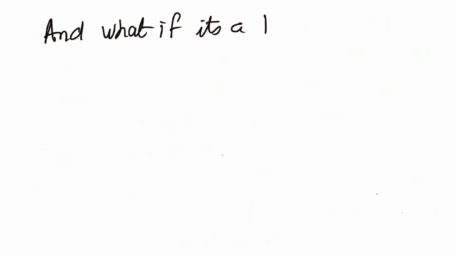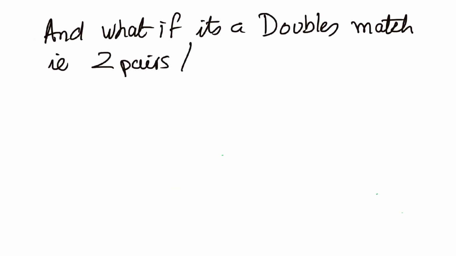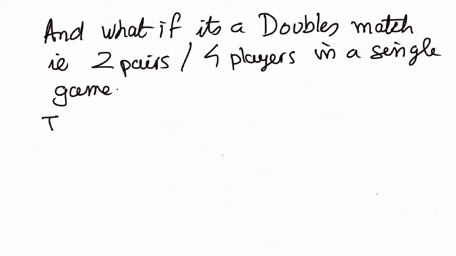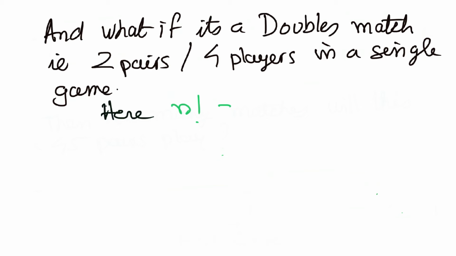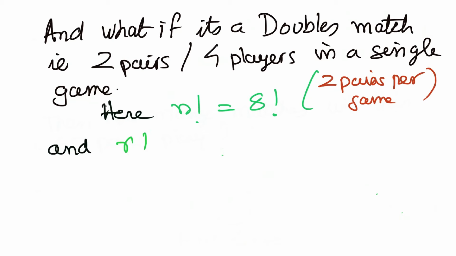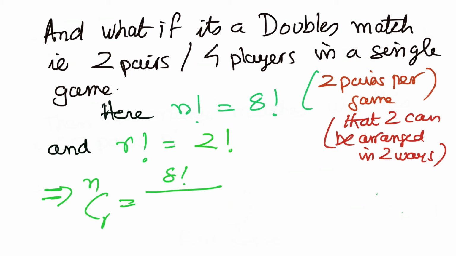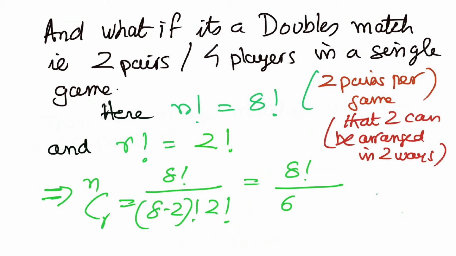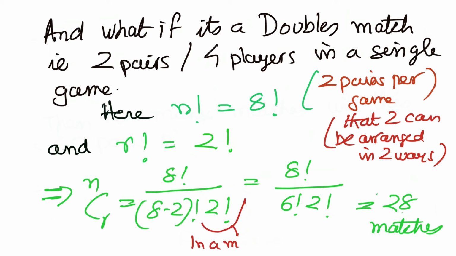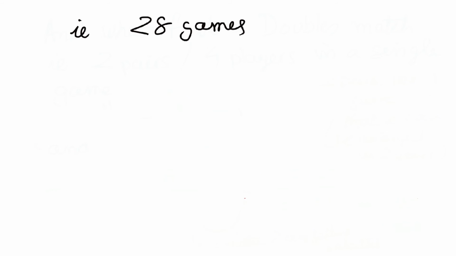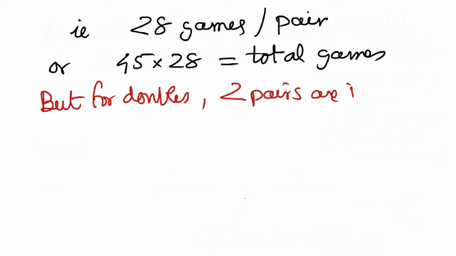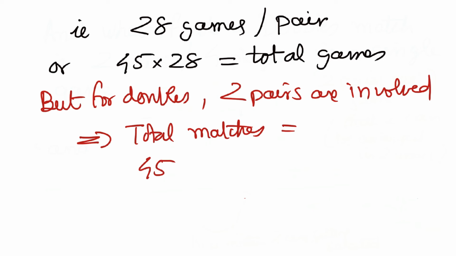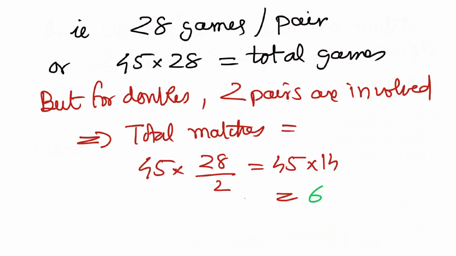And we can extend the calculation of this interesting mathematics to doubles matches, where a single match has 2 pairs, that is 4 players. So how many matches will these 45 pairs be playing? Now here, interestingly, the n factorial is 8 because 2 pairs are taken as a single unit. So the total will be 28 matches. Now what are the total games? That will be 45 times 28. But in doubles, two pairs are involved, which basically means that the total doubles matches will be 630.